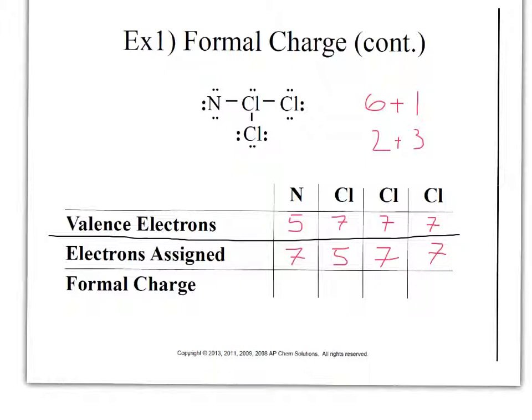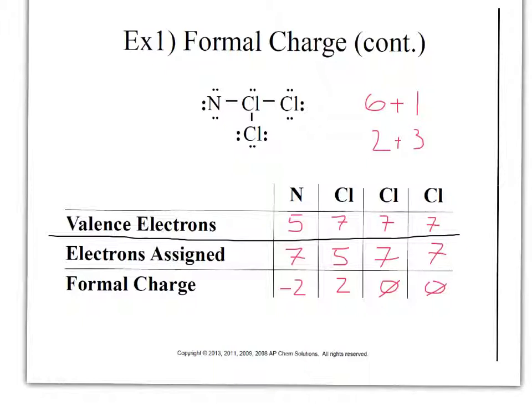And then the formal charge is just a matter of subtracting those two values. So 5 minus 7 would be negative 2. 7 minus 5 would be positive 2. And then 0, 0. So the goal of a formal charge is to be as close to 0 as possible, if not exactly 0.